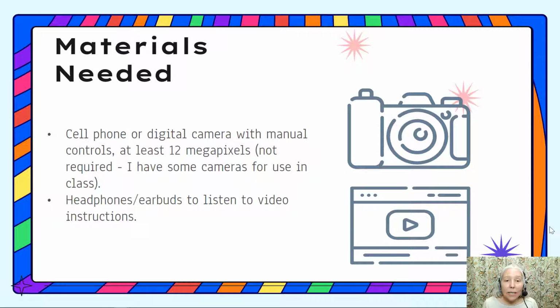Materials needed for this class: Students can use a cell phone or a digital camera with manual controls that has around 12 megapixels. And it is not required that students have that. I have some cameras in class for students to use. But if students do have a cell phone that takes photos or a digital camera that they can use at home, then that's an added bonus. Students also need headphones or earbuds to listen to video instructions, but we do have some class headphones also.